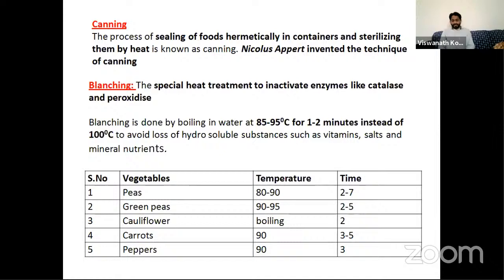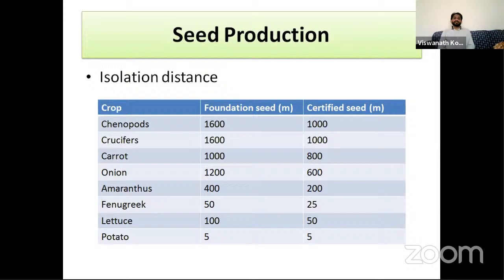That is, the planting is different, and here in post-harvest technology, this planting is different. Don't get confused. So let's see some important aspects of seed production. Isolation distance is very important in seed production of vegetables, to prevent the contamination of the varieties.